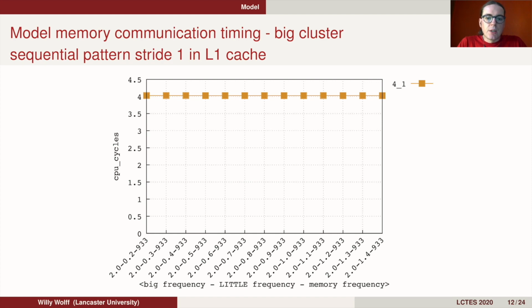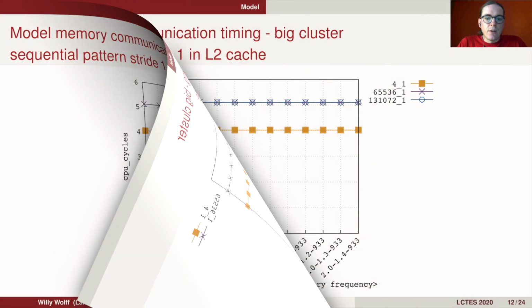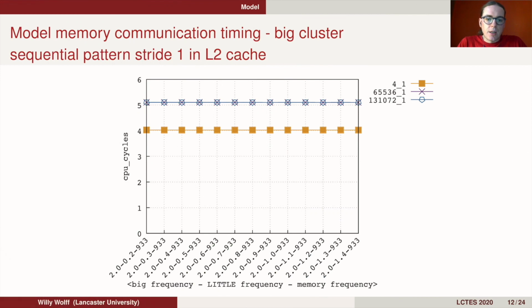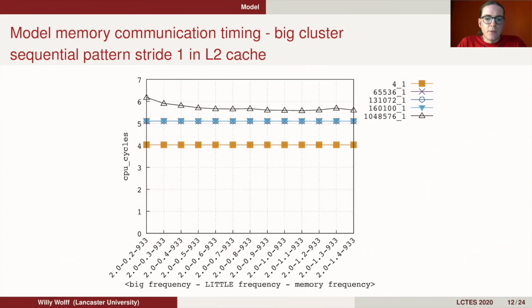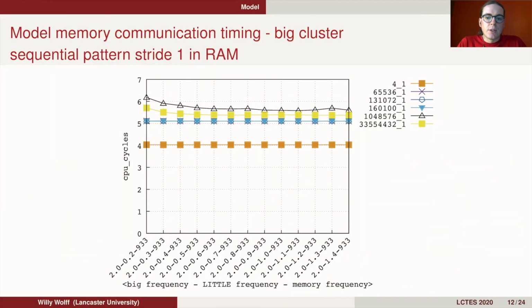As we can see, when we access the big cluster while the array fits in the L1 cache, we have a latency of 4 CPU cycles. When we increase the size of the array to touch the L2 cache, the latency increases to about 5 to 6 cycles. As we have a purely linear pattern, the prefetcher is smart enough to prefetch the memory and not incur more latency when we touch RAM.